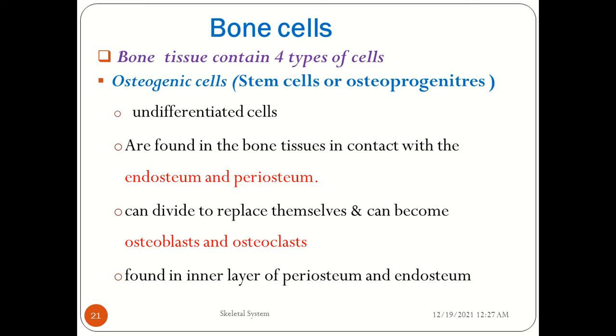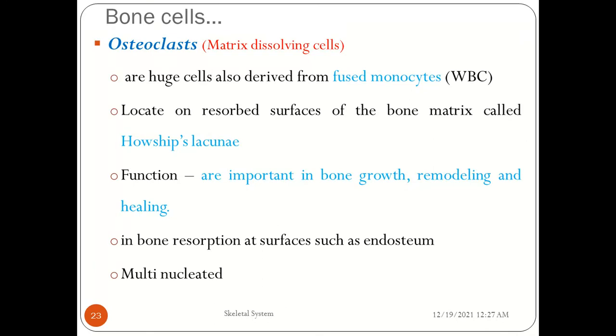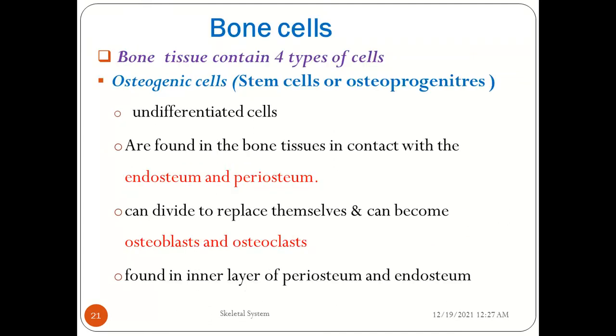Bone cells. Bone tissue contains four types of cells. The first is osteogenic cells, or stem cells, or osteoprogenitors. The second is osteoblasts. The third is osteocytes. The fourth is osteoclasts. Osteoclasts are known as matrix dissolving cells. Osteocytes are mature bone cells. Osteoblasts are bone producing cells, and osteogenic cells are stem cells or osteoprogenitors.